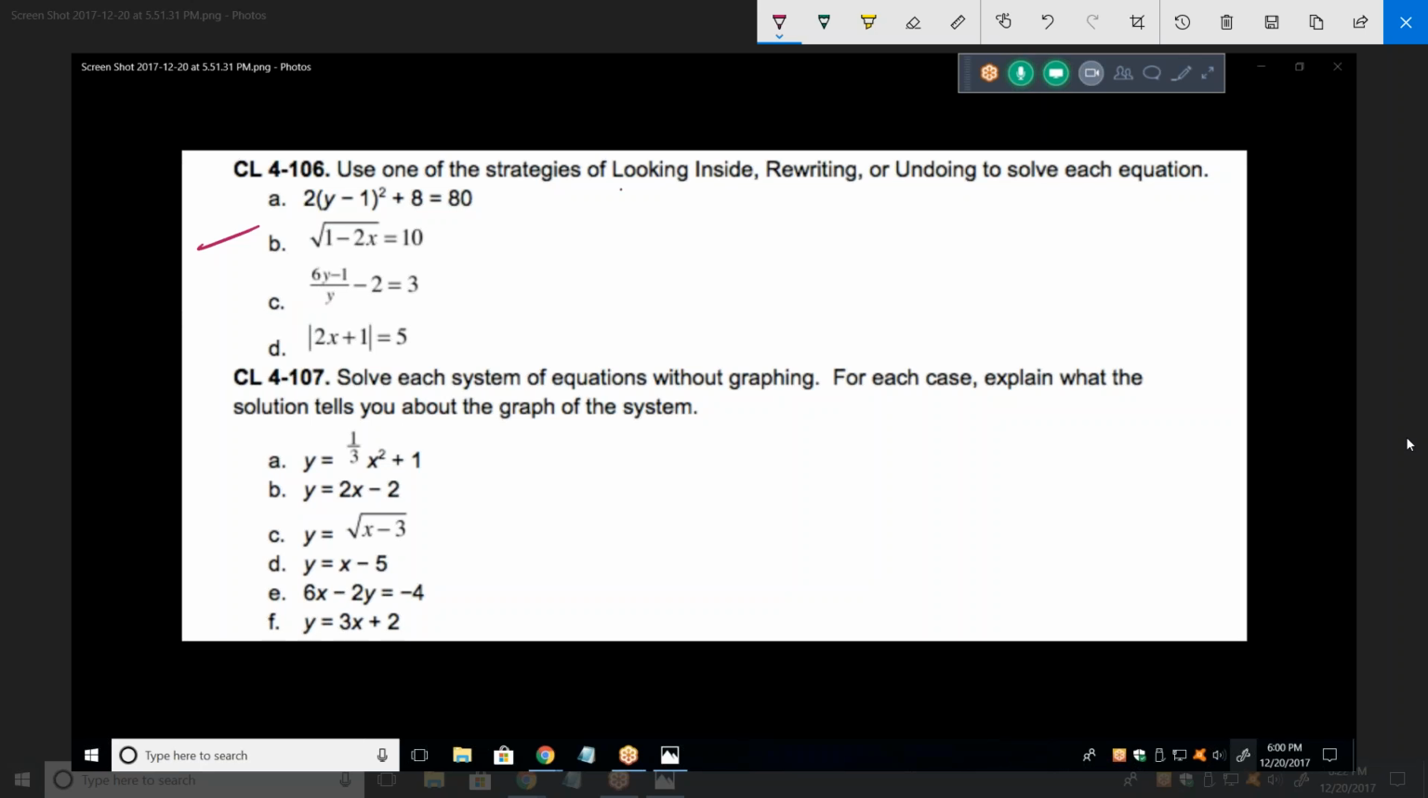So 1 minus 2x is equal to 100. Okay, next line. Subtract the 1 from both sides. So then that's negative 2x is equal to 99.